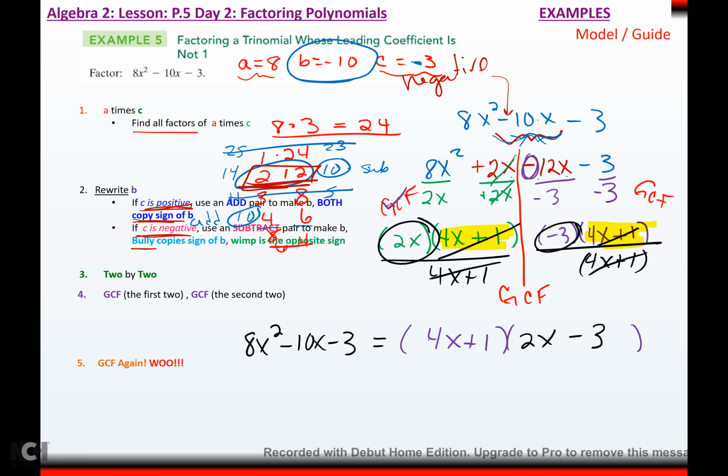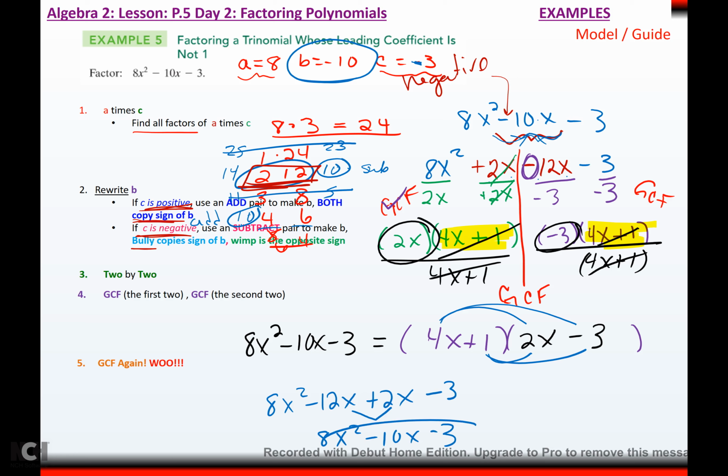If you doubt it, check it. 4x times 2x is 8x squared. 4x times negative 3, negative 12x. Positive 1 times 2x, positive 2x. Positive 1 times negative 3, negative 3. Combine like terms, 8x squared minus 10x minus 3. Did it work? Sure did. You're done. Okay?